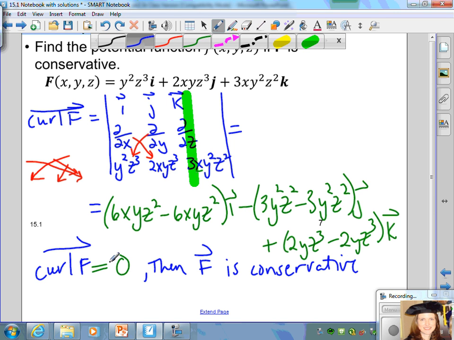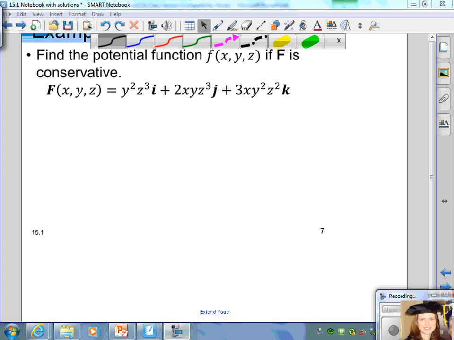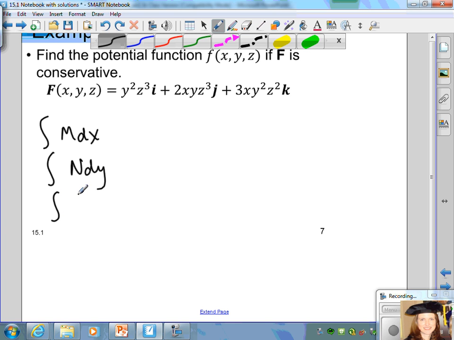Now we're going to set this up to find the potential function. Okay, since we know this is conservative, we're going to set up 3 antiderivatives. We are going to integrate M dx and N dy and P dz. We are treating the components as M, N, and P. The potential function is going to be a combination of those three antiderivatives.